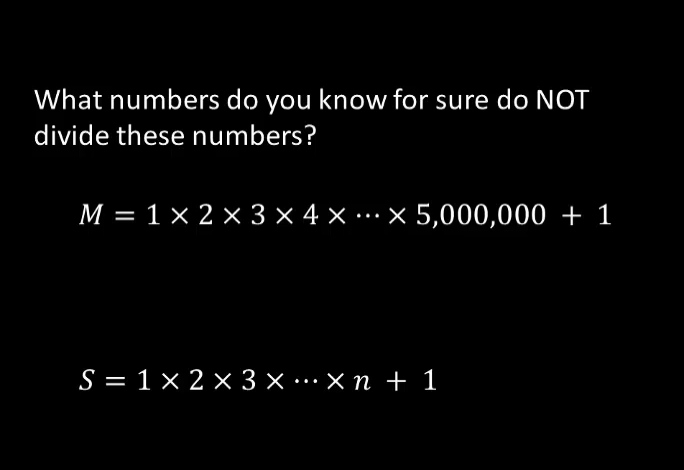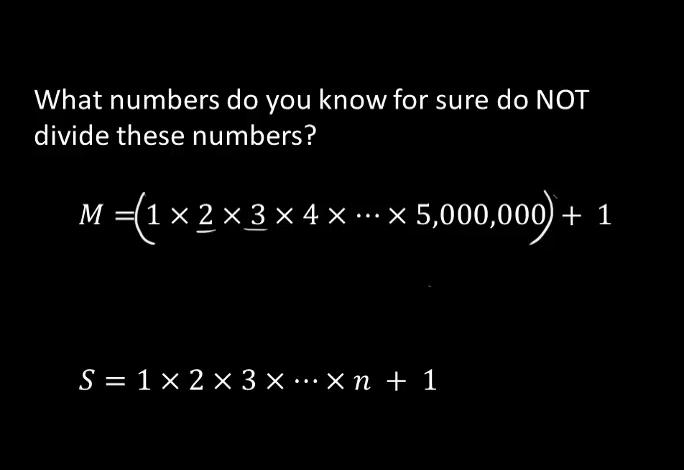Let's take one more slide on this before we start the proof. What numbers, meaning natural numbers, do you know for sure do not divide the numbers m and s that you see here? First, look at m. Notice it says we are multiplying all the natural numbers together, less than or equal to 5 million. And then we're just going to add 1. That's what m is. By adding the 1, we guarantee that 2 does not divide m.